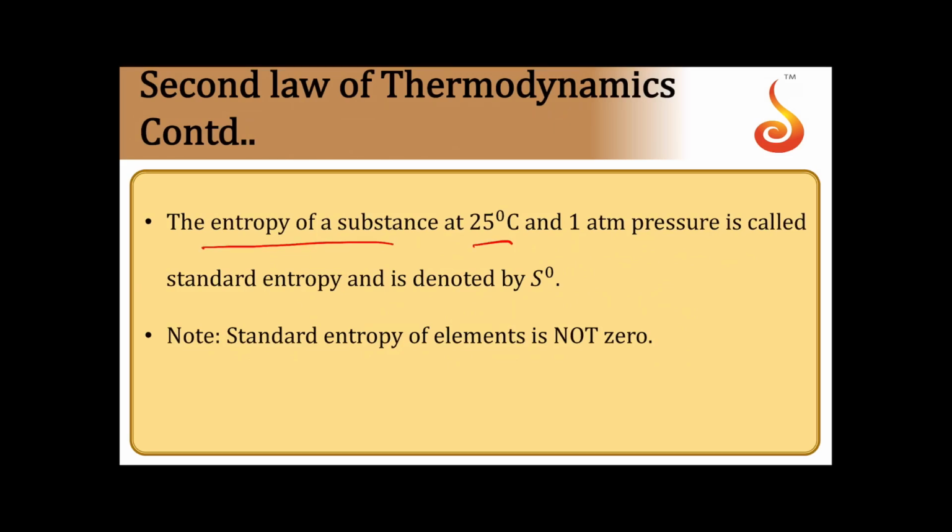The entropy of a substance at 25 degrees Celsius and 1 atmosphere pressure is called standard entropy and is denoted by S naught. And the standard entropy of elements is not zero. Standard enthalpy of elements is zero, but standard entropy of elements is not zero.